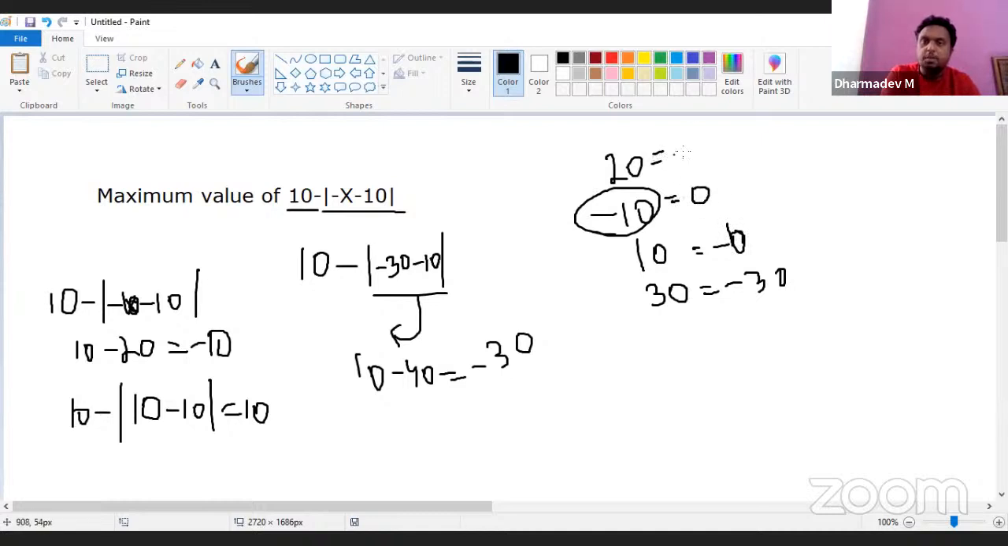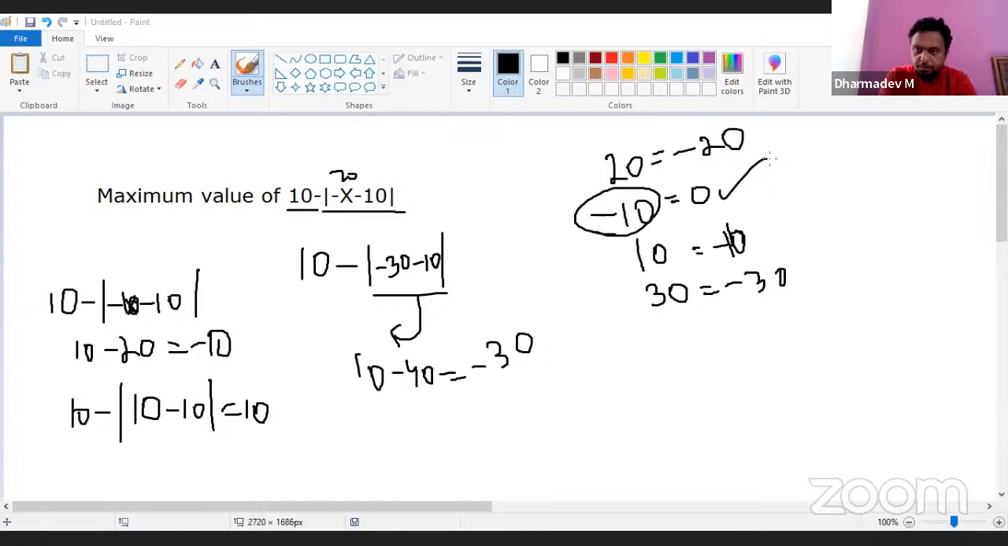For this option, surely my answer will be negative. If I make it as 20, it is minus 30, it will become positive 30. So my answer is negative 20. So which will give me the maximum value? Minus 10 will give me the maximum value. Are you getting that? Yes, okay.